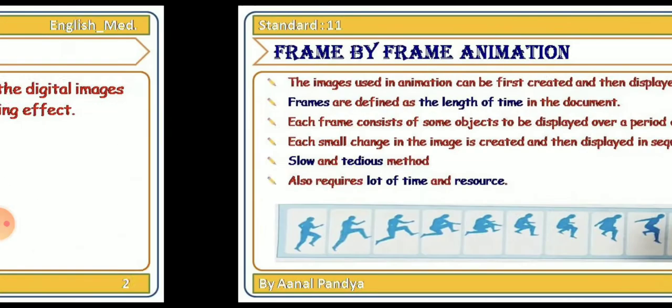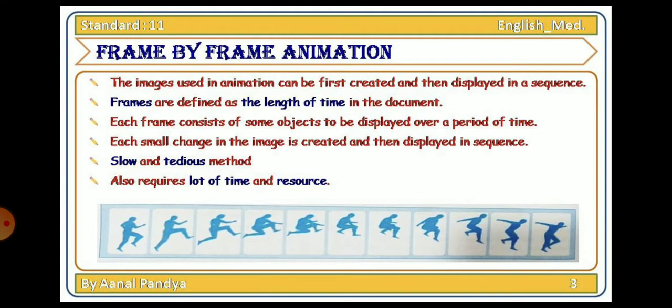Now let's study each one in depth. Frame by frame animation: the images used in this animation are first created, then displayed in a sequence. Frames are defined as the length of time in the document. Each frame consists of some object to be displayed over a period of time. Each small change in the image is created, then displayed in this sequence. It is a slow and tedious method and also requires a lot of time and resources.